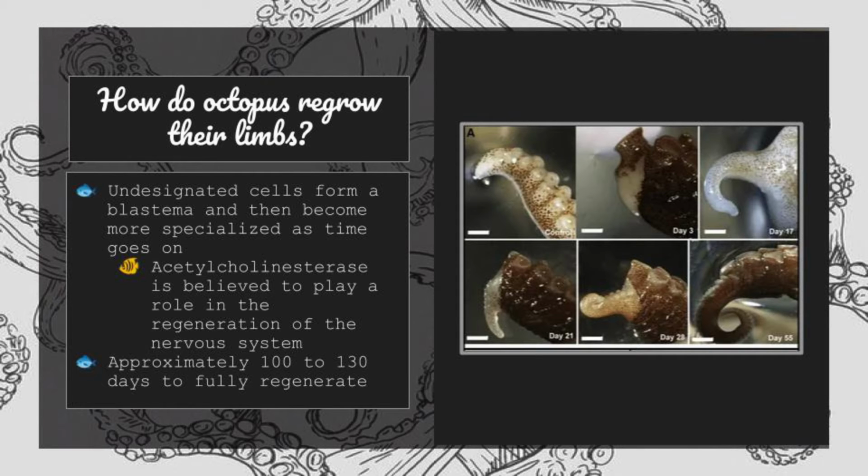Acetylcholinesterase is found in the nerve cord of the uninjured limbs of the octopus and appears again when the nervous system of the new tentacle is forming and decreases drastically after it's fully formed. It is speculated that acetylcholinesterase may play an important role in the reformation of the nervous system in regenerated limbs, which in turn implies that it has some impact on the increased functionality of the regrown limb.